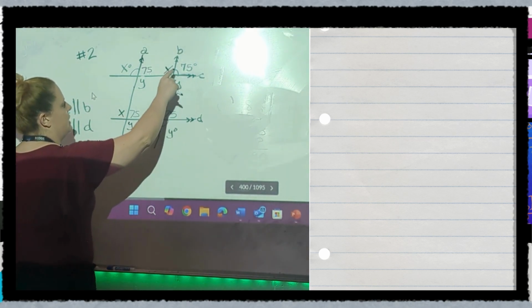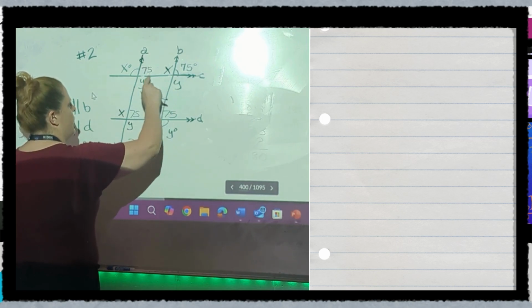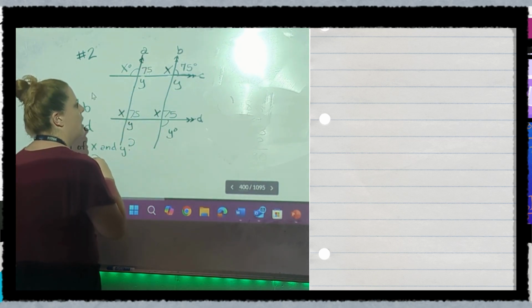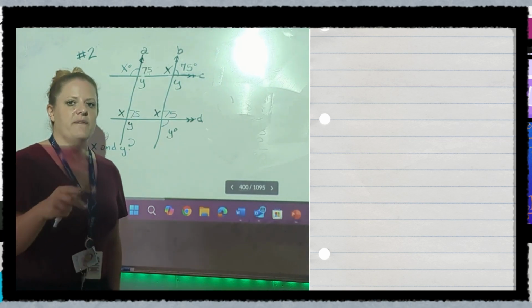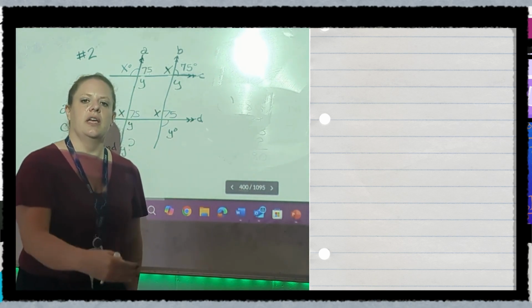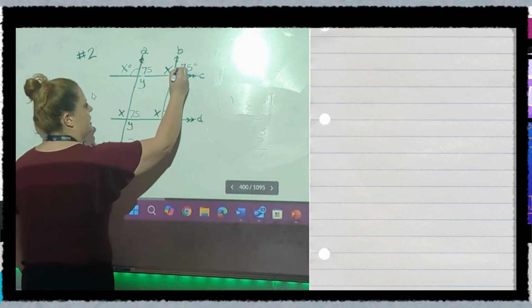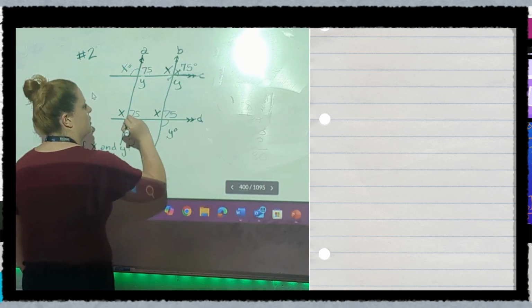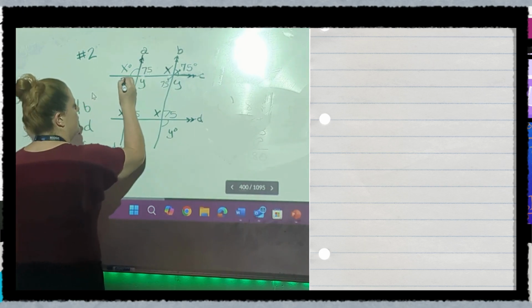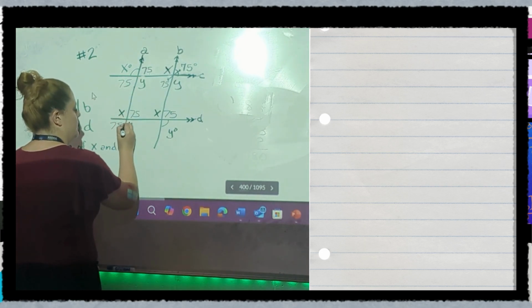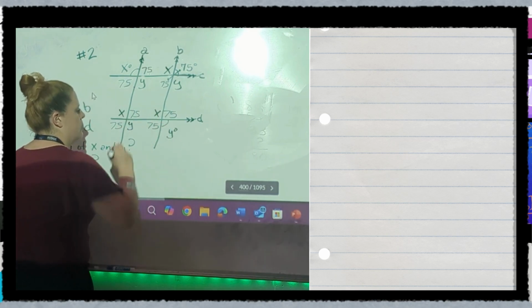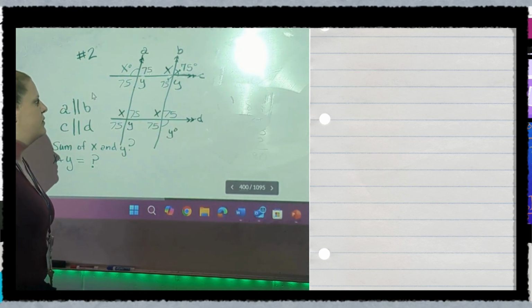Now if we see here, we don't know this corner. The bottom left corner is a question mark. But we did that rule about vertical angles. And vertical angles, meaning they cross the intersection at each other, looking at each other across that intersection, are congruent. So the bottom left on every one is 75.